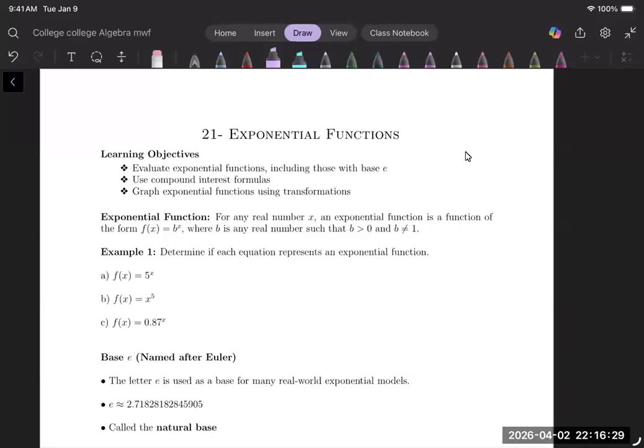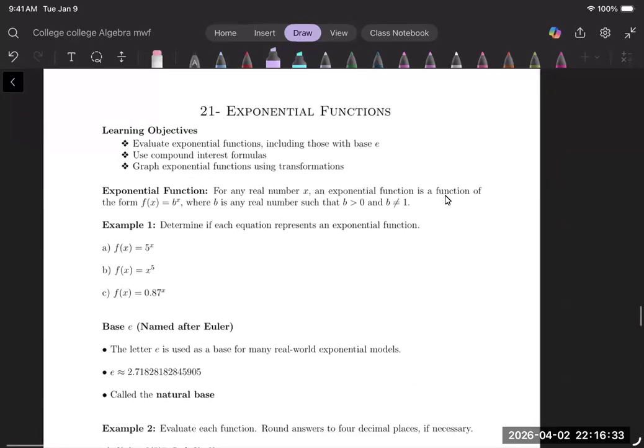Exponential functions, section 21. We're in the 20s. 21 out of 32. We're nearly down to the tens left, y'all. It's amazing.